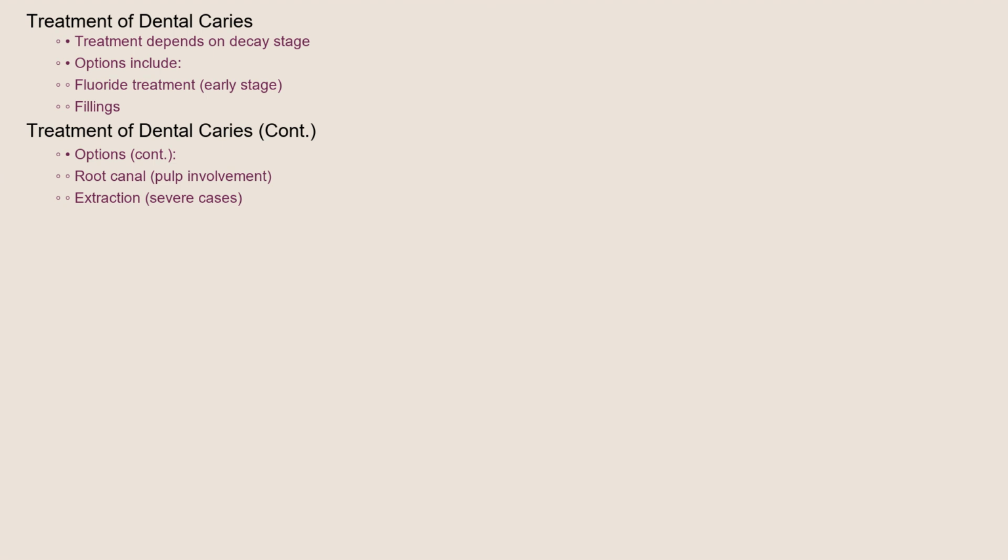The treatment and management of dental caries depend on the stage and extent of the decay. Early-stage caries can sometimes be reversed with fluoride treatments, which help to remineralize the enamel. However, once a cavity has formed, it needs to be filled. The dentist will remove the decayed portion of the tooth and fill the space with a filling material, such as composite resin, amalgam, or gold. If the decay has reached the pulp, a root canal treatment may be necessary to remove the infected pulp, clean the root canals, and seal them to prevent further infection. In severe cases, if the tooth is beyond repair, extraction may be the only option.